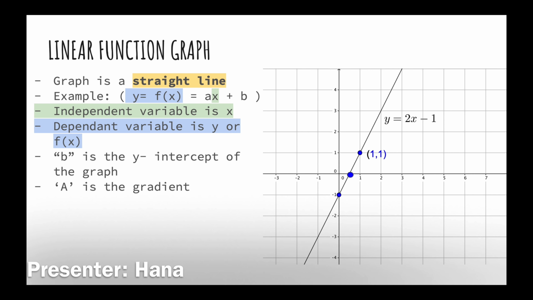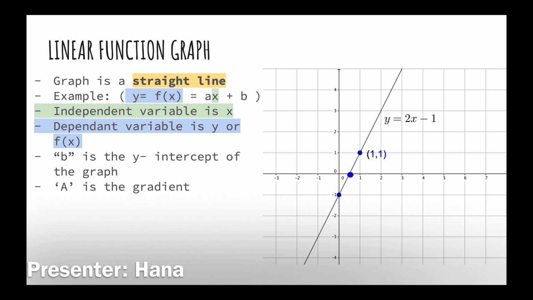Y is the dependent variable, so the value of y is dependent on the value of x. B is the y-intercept of the graph and A is the gradient. The gradient is basically a measure of how steep a graph is, so the bigger the value of A, the steeper the graph will be.